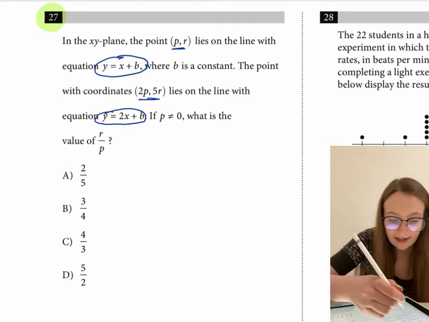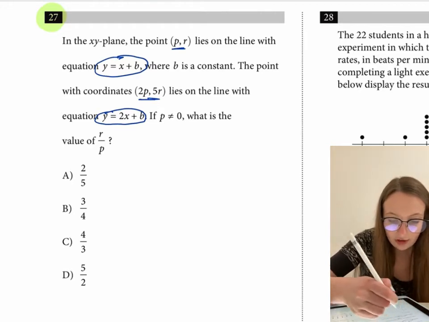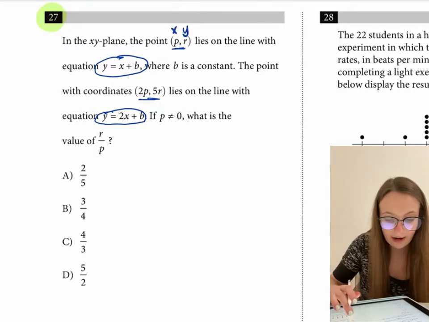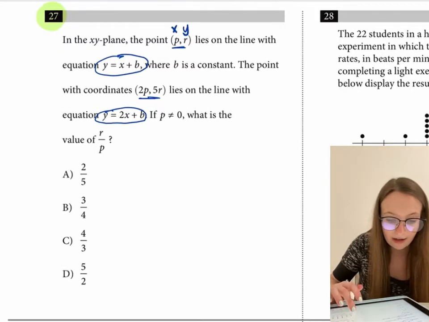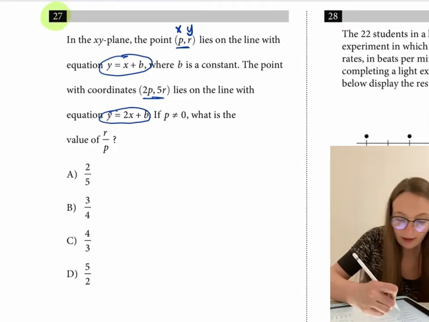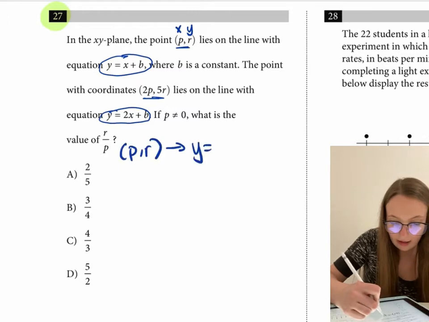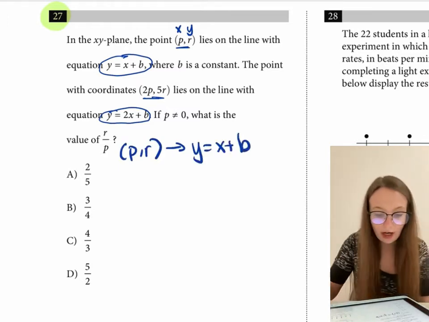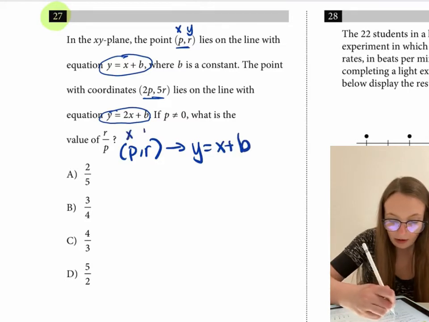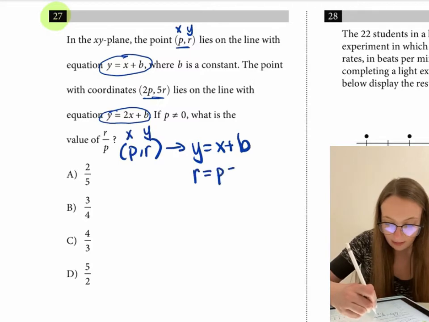All right, so I see that for each respective line, they give me the equation of the line and then they give me an x and y coordinate that falls on the line. So let me go ahead and plug each respective pairing into its equation. We know that P comma R is a point on the line y equals x plus b. So we can go ahead and plug in P comma R. P would be the x value and R would be the y value. So we get that R is equal to P plus B.